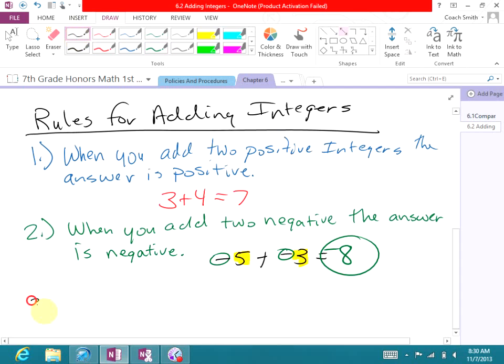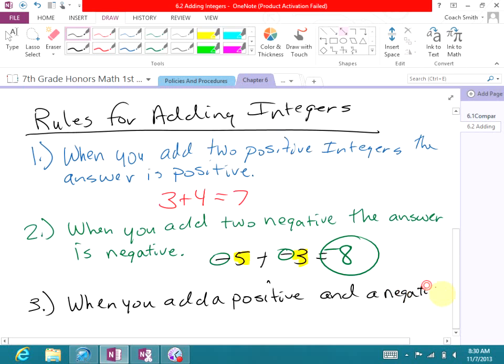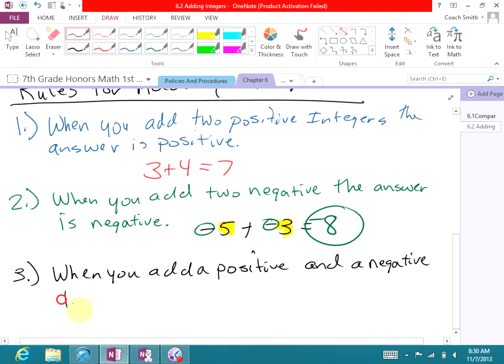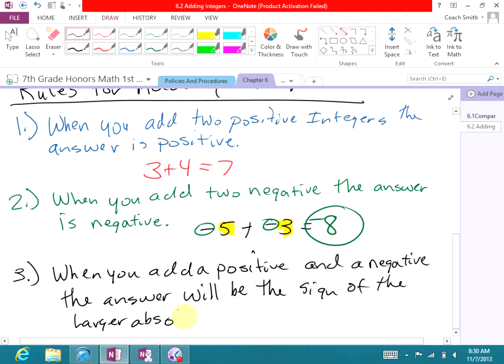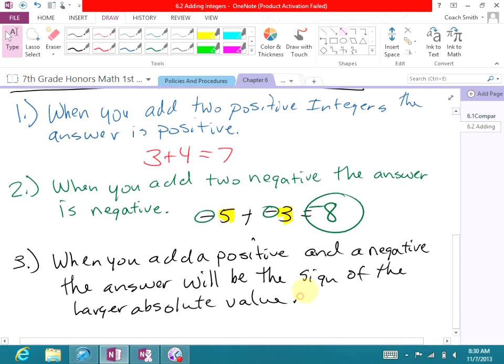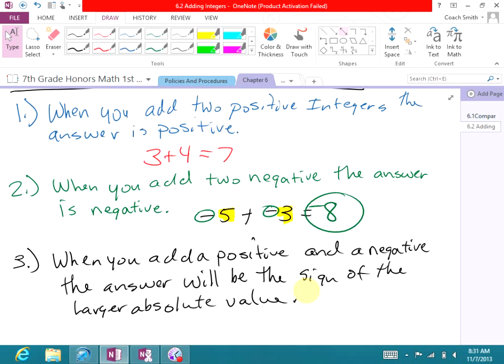The last rule is the more complicated rule, and it is when you add a positive and a negative, the answer will be the sign of the larger absolute value. Okay, now this is the one that is different.